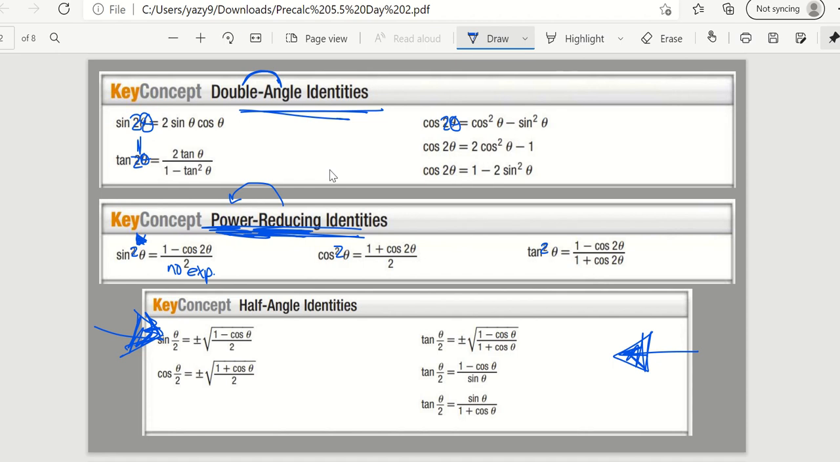And then today, the one that we're handling is the half identities. Half angle, again, it's half of the angle. So theta divided by 2, theta divided by 2. How do you change that so that we could just have our answer in terms of just theta? We're always looking to have our answer just in terms of theta.